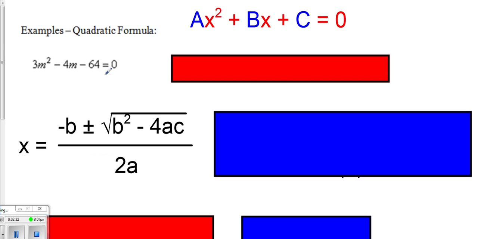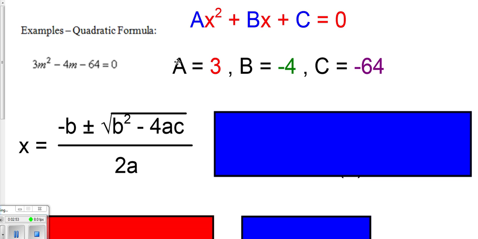So let's look at some examples of how this works. Examples of the quadratic formula. Again, you need to make sure it's ax squared plus bx plus c equals 0. In our example, 3m squared minus 4m minus 64 equals 0. That already is in this form. We're not using x's, we're using m's, but it is still in this form. So according to this, our a value is 3. It's right in front. Our b value is negative 4, because minus 4 right here. Our c value is negative 64. That comes from right here.